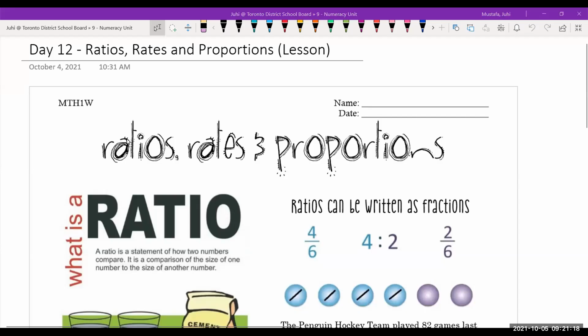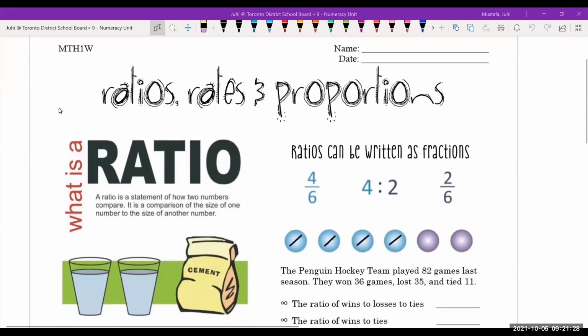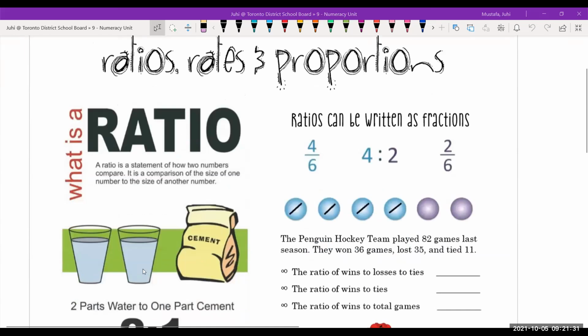All right, so we're going to be talking about ratios, rates, and proportions. They are three different words that are very closely connected to one another. And I'm going to start by first defining what each of those mean. So take a look at the little image on the left-hand side.